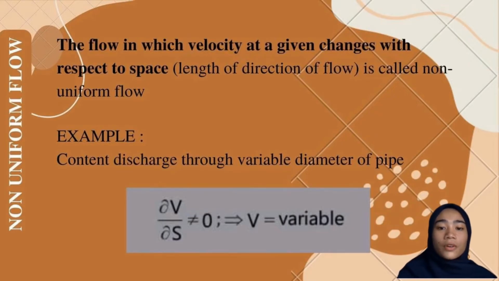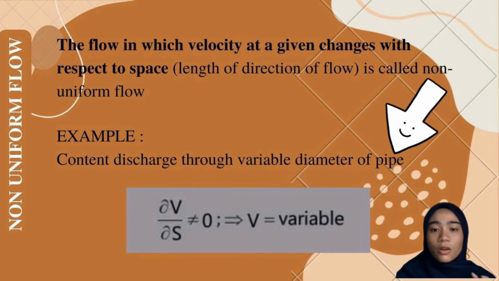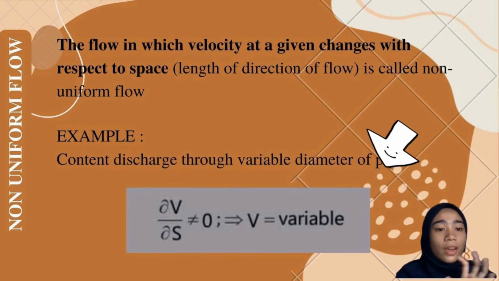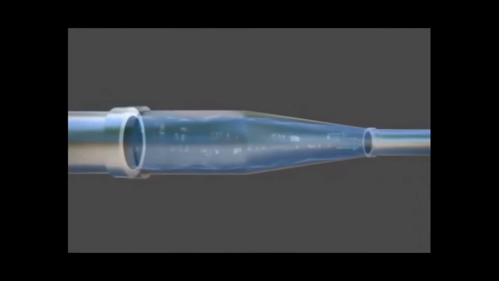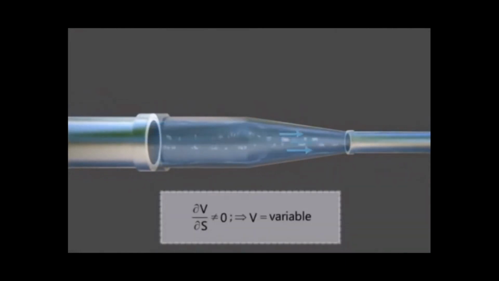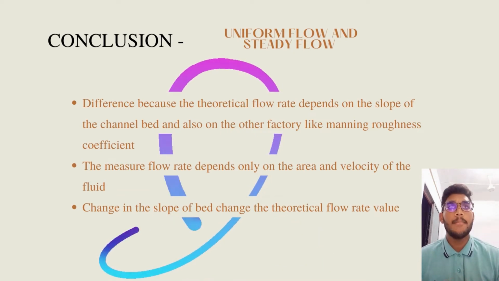Second, let's see non-uniform flow. The flow in which the velocity at a given time changes with respect to space is called a non-uniform flow. For example, constant discharge through a pipe of variable diameter. Three. Thank you, Shira, for your example explanation.